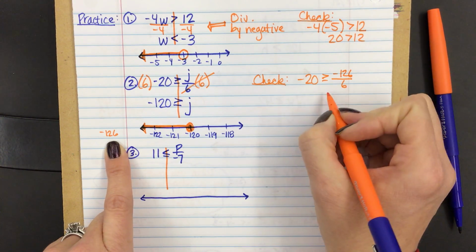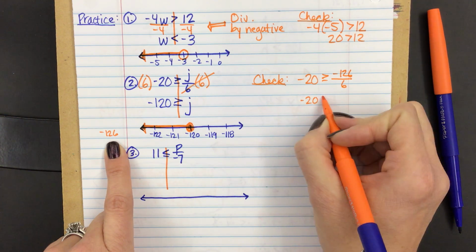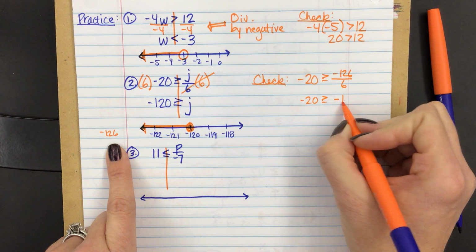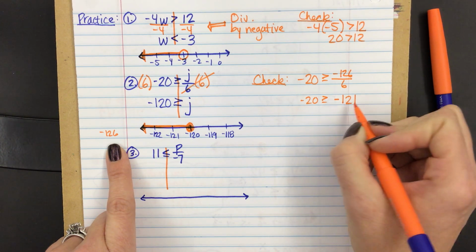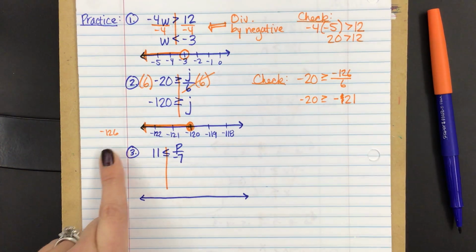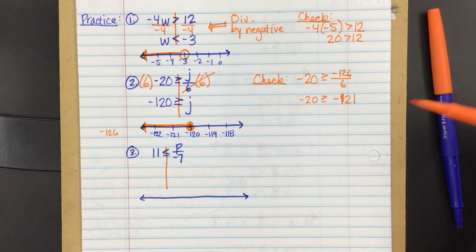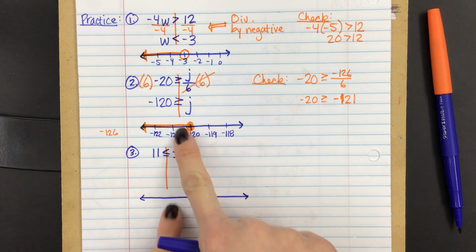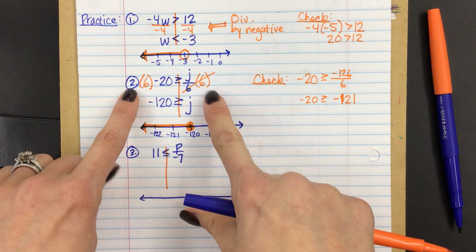Divided by 6. And then this is going to be negative 21. All right? Which is true. Okay, this is true. So I know I did it correctly. So in this case, we did not flip this symbol because these were positive.